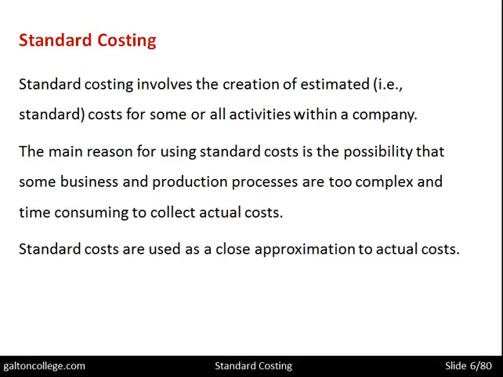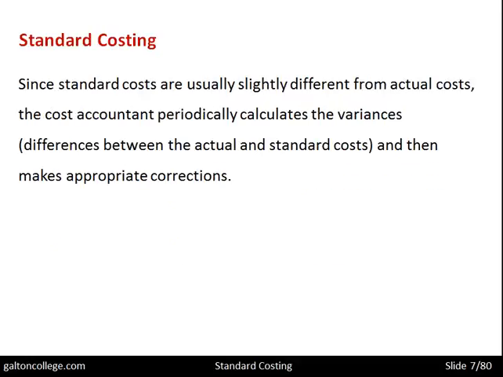Clearly the accountant will try and get the standard costing estimates as close to the real costs as possible. But there may be variances, as I said, and at the end of the accounting period the accountants will look at the variances and try to adjust their figures to correct for those variances. Since standard costs are usually slightly different from actual costs, the cost accountant periodically calculates the variances, the differences between the actual and the standard costs, and then makes appropriate corrections, as I said earlier.